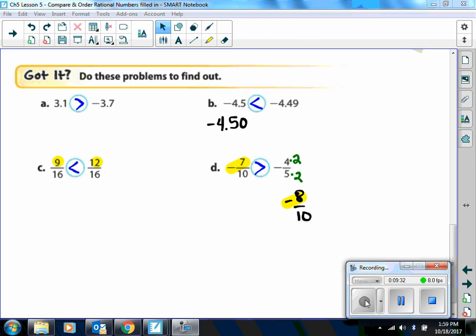So once again, we have to get common denominators. So we had 10 with 10 and 5. 10 is the common denominator. So we're going to multiply the numerator and the denominator of the 4/5 times 2, and we end up with -8/10. Now, because we have common denominators, all we have to do is compare the numerators. So we have -7 compared to -8. The bigger the number, the smaller the value. So that's going to be a greater than in the circle.